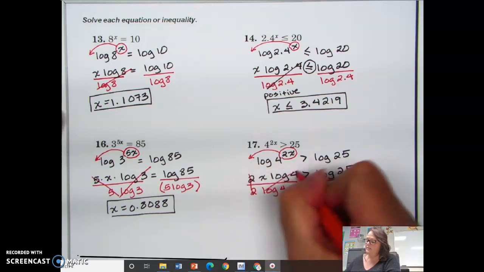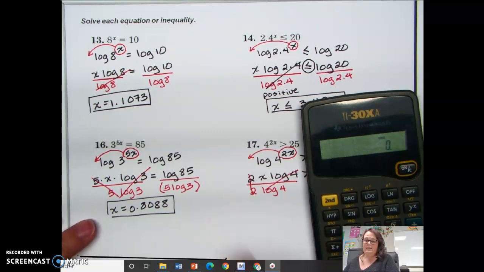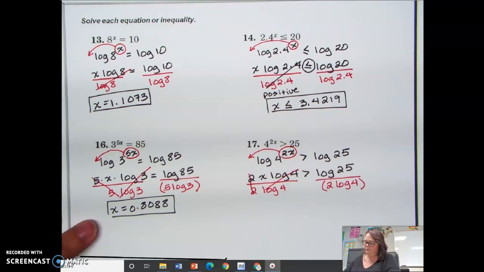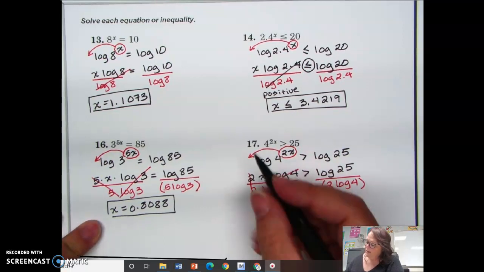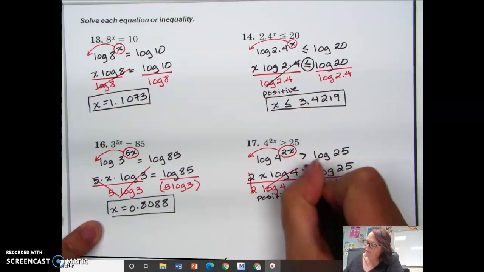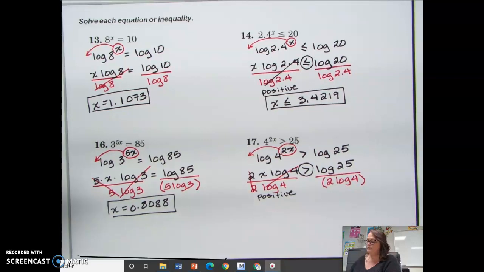So on this side, they cancel. And before I can move on, I've got to figure out, I know 2 isn't going to make anything negative, but is the log of 4 negative? Nope, that's positive. So I'll make a little note of that right here. So this denominator was positive, so I would keep this the same. Had it been negative, I would have flipped it.